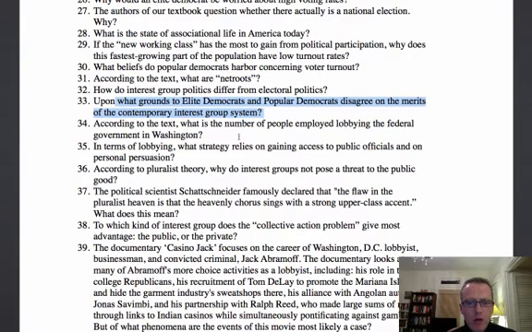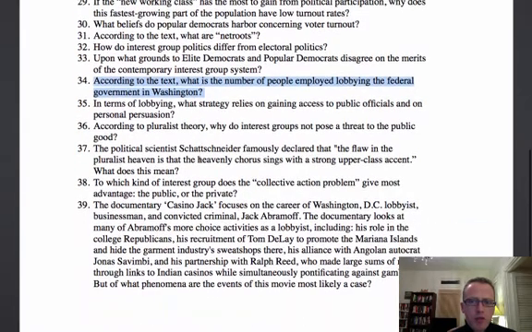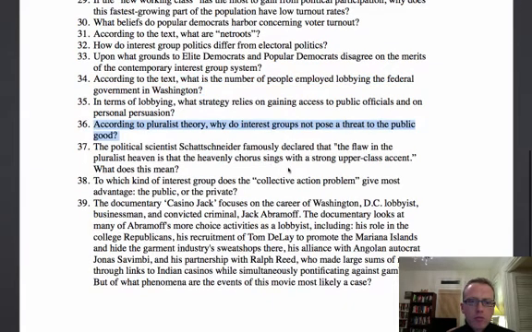And of course we watched the Casino Jack documentary, which we'll talk about in just a moment, which was a case study in precisely that kind of corruption. Now, according to the text, what is the number of people employed lobbying the federal government in Washington? I'll let you look that one up on your own.